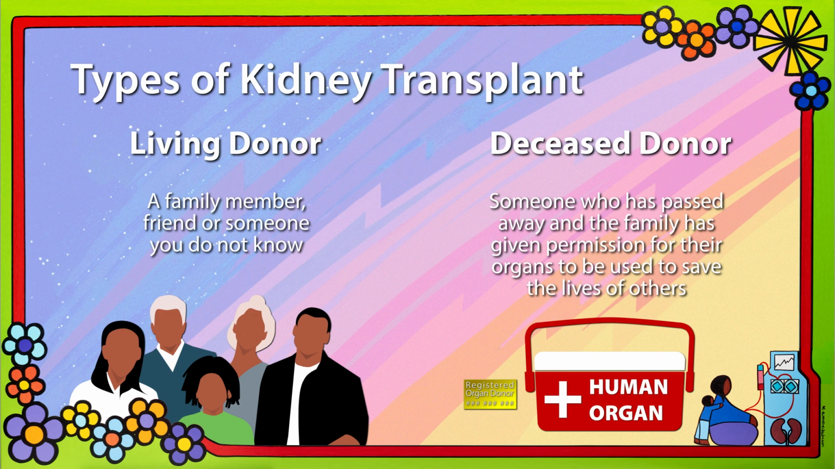As just mentioned, there are two types of donors, a living donor and a deceased donor. Therefore, there are two types of kidney transplant, a living donor transplant and a deceased donor transplant. A living donor can be a family member, a friend, or someone you do not know. It is important for you to know that a living donor does not need to be a blood relative. A deceased donor is someone who has passed away, and the family has given permission for their organs to be used to save the lives of others. Kidney transplants are done in only a few hospitals in each province in Canada.